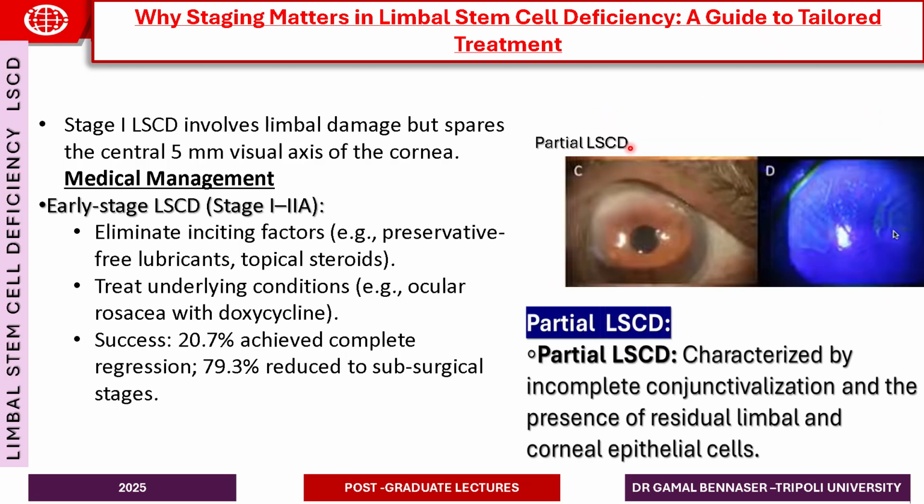As you can see here, this is a partial disease. You see the late staining of the fluorescein, and there are still some residual normal epithelial cells. This is the area of affected limbal stem cells, and there is sparing of the central 5 millimeter. So you can see that this is stage 1A, with less than 50% involvement of the limbal cells. So there will be incomplete conjunctivalization of the limbus and presence of residual limbal stem cells. So these cases can be managed medically only.